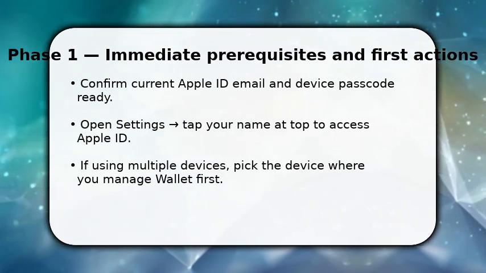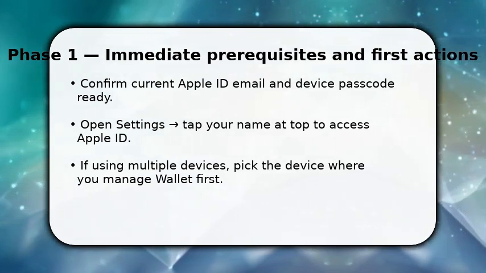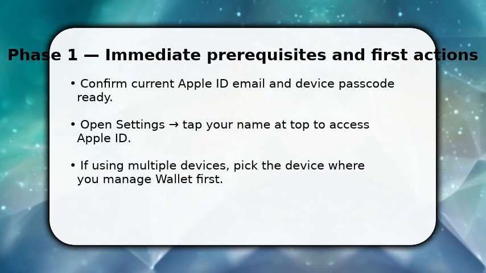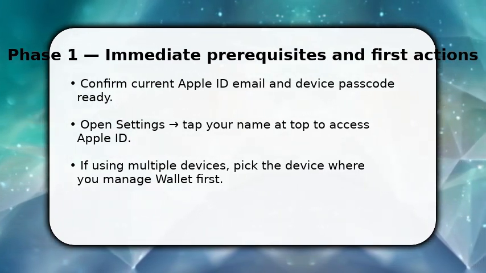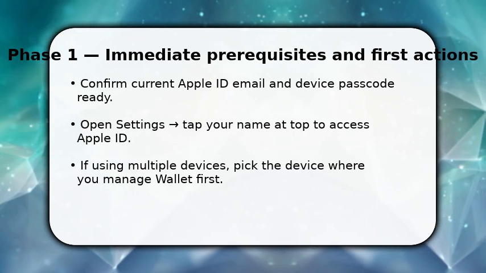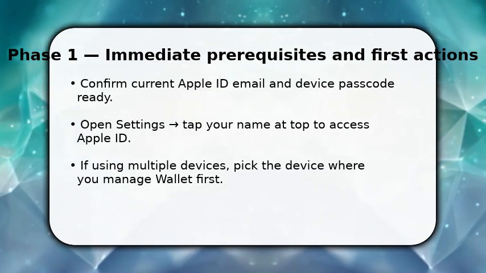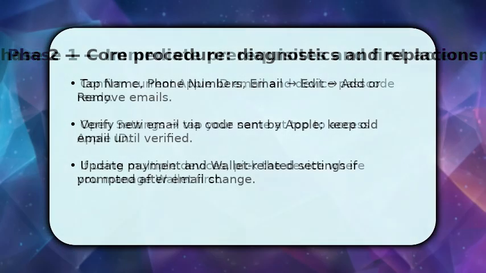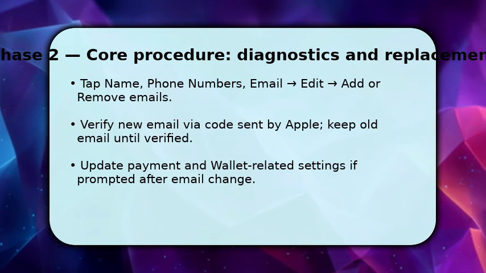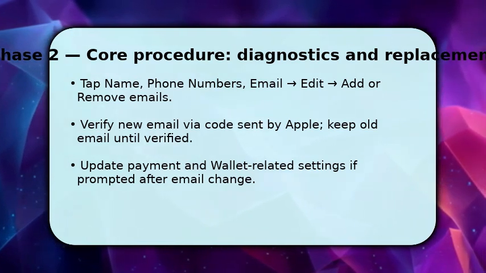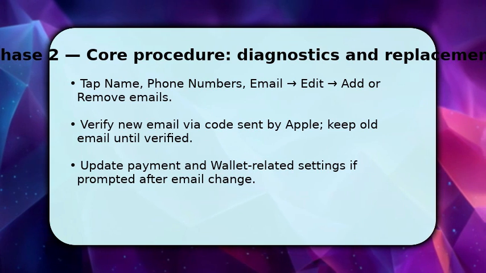Make sure two-factor authentication codes are available since you may be prompted. Now, tap name, phone numbers, email to begin updating the email linked to wallet and Apple ID. You will now edit the email that Apple Wallet uses through your Apple ID. Tap name, phone numbers, email, then choose edit and add email or remove as needed.